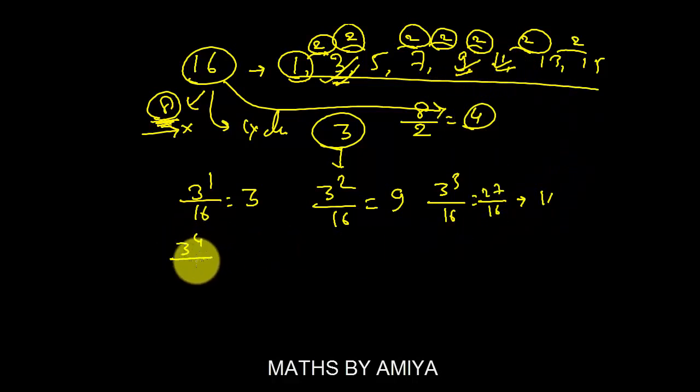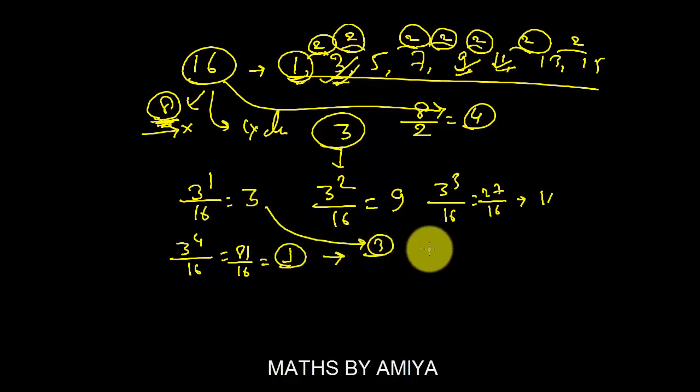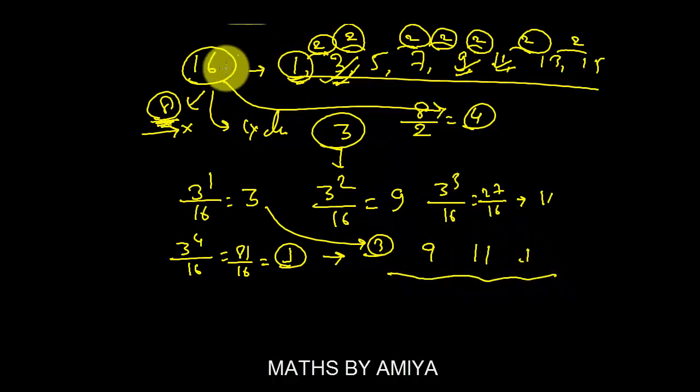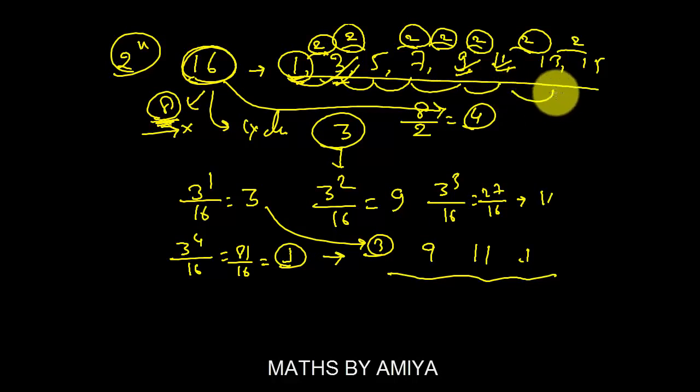3 raised to power 4 divided by 16, that is 81 divided by 16, gives remainder 1. When we get a remainder of 1 for the co-prime, the next is nothing but repetition, that is 3 again, 9 again, 11 again, 1 again, and so on. So when we have 2 raised to power something, the gap between the consecutive co-primes is 2, so we have to divide this value by 2. To get cyclicity, we need to divide Euler's value for the co-primes by 2.